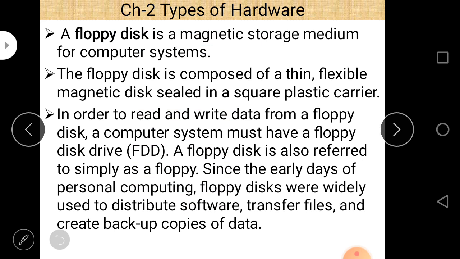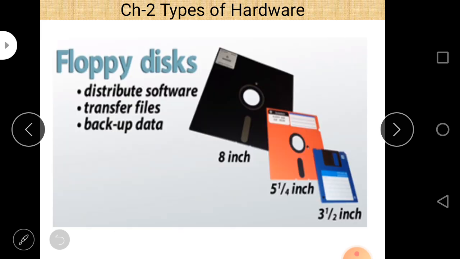A floppy disk is also referred to simply as a floppy. Since the early days of personal computing, floppy disks were widely used to distribute software, transfer files, and create backup copies of data. And we can see that there are three different types of floppies here. Floppy disks are basically used to distribute software, transfer files, and back up data.